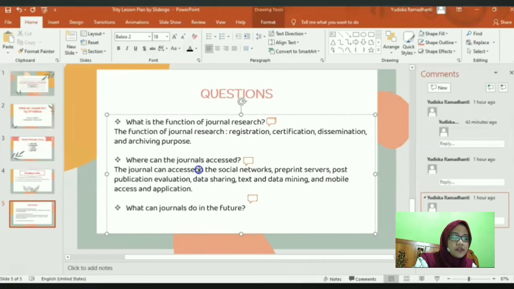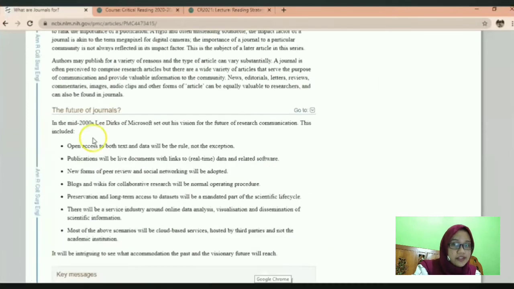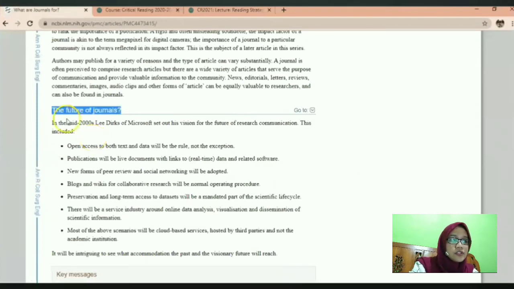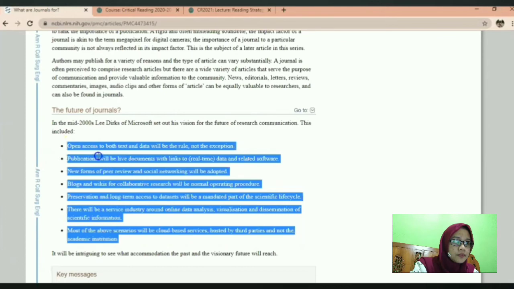After I got my second answer, I will go through what can journals do in the future, and I will take a look at the journal again. And I got the easiest answer to the question in the future of journals key. So the future of journals, here's the answer to my last question. It is, what can journals do in the future? So journals can do, I will answer it.